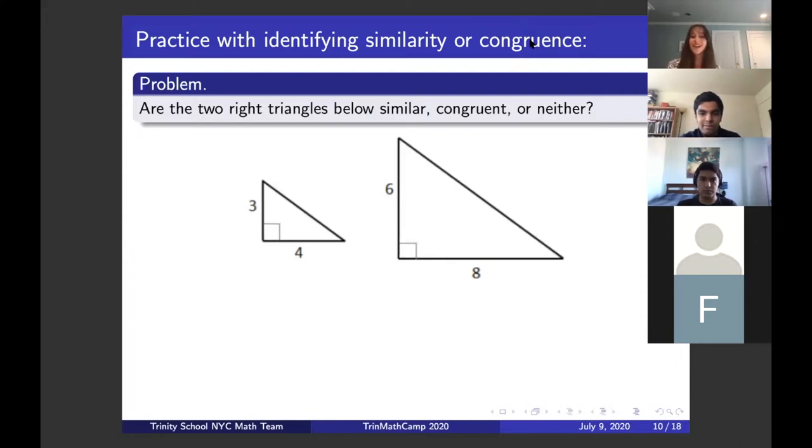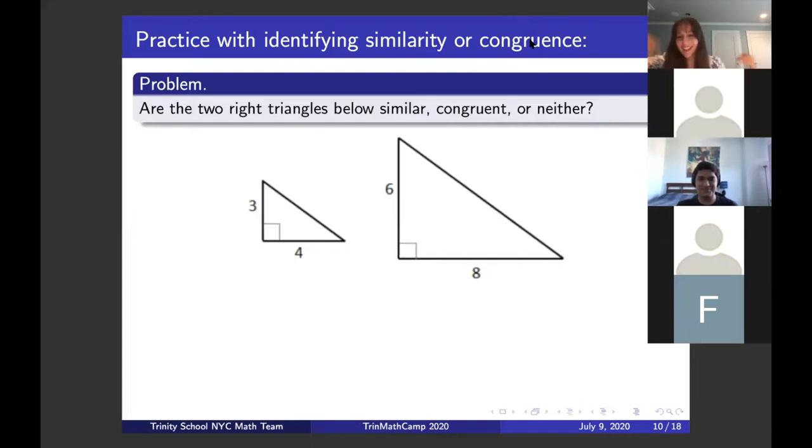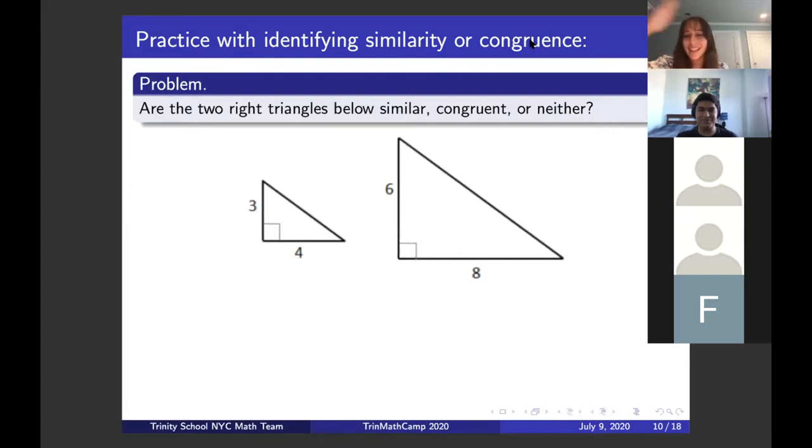So it seems like a lot of you guys are getting it. I'm seeing so many correct answers in the chat. They're similar. And if they are similar, what's their ratio? So what are they scaled by? Woohoo, you're all getting it. I'm getting so many answers, I can't even see the names, and they're all saying the exact same thing, which is the coolest thing ever. It's so great that you guys know this already. You're such fast learners. All right, should we go to the next one?